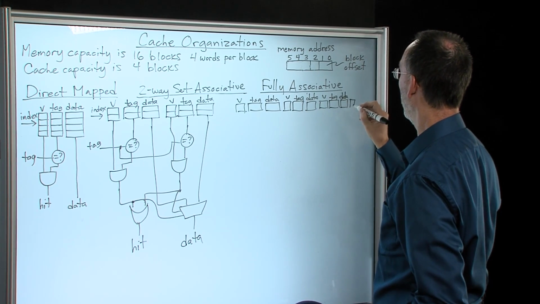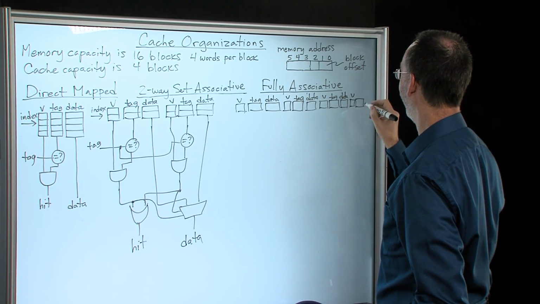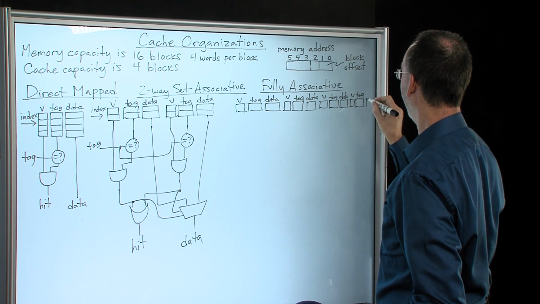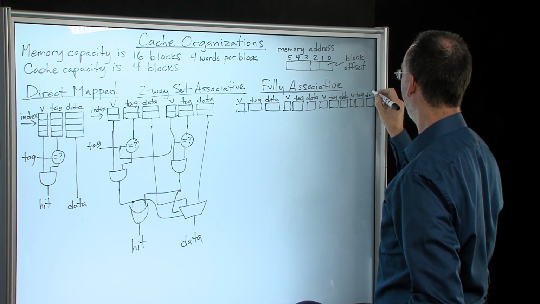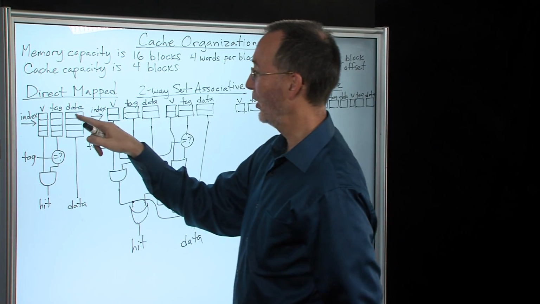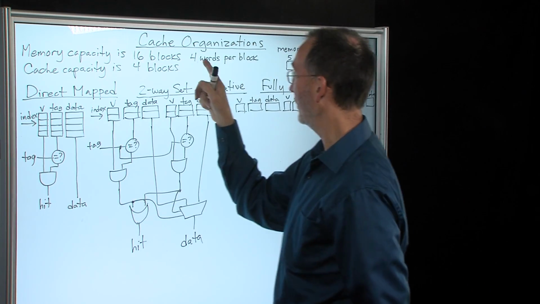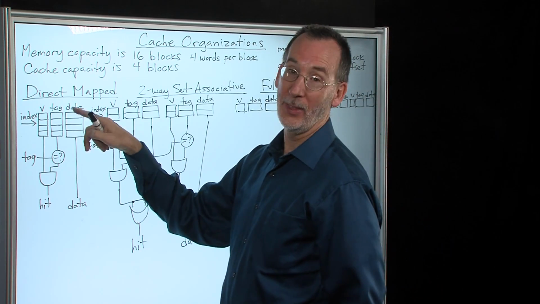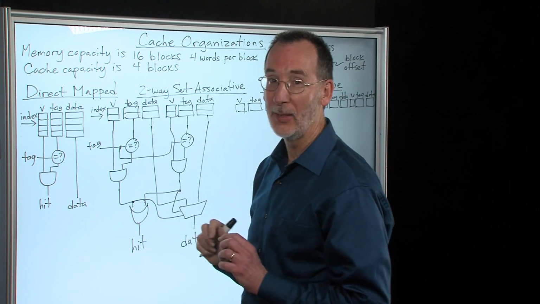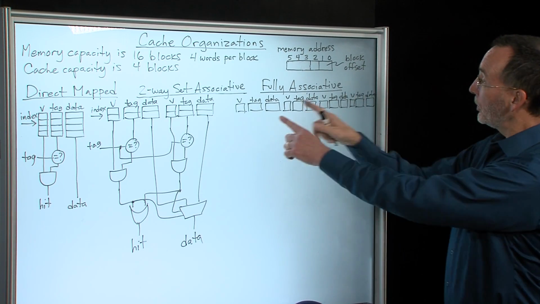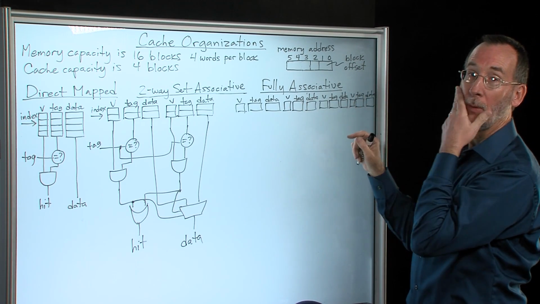I'm kind of running out of room here. Valid, tag, and data. And you may have noticed I've drawn this data as not very proportional, because it has a lot more bits than what we have in the tag. I just made this more compact. So this is our fully associative cache now.